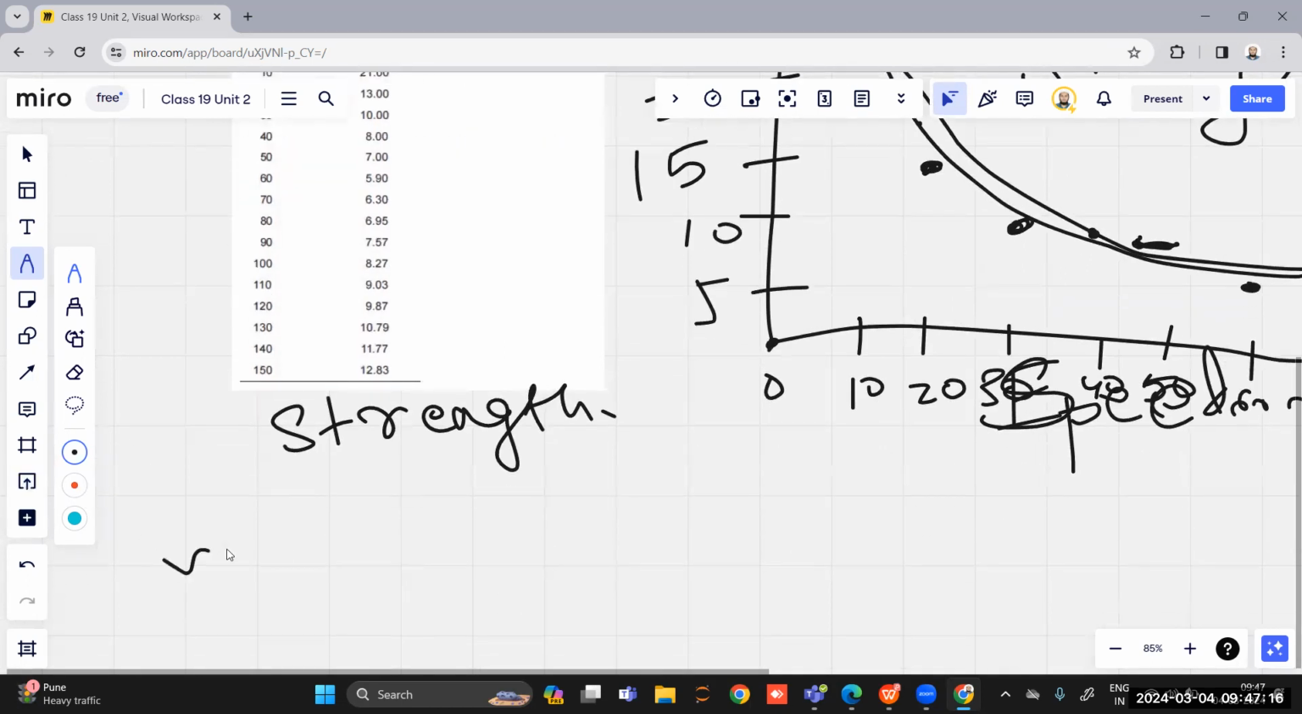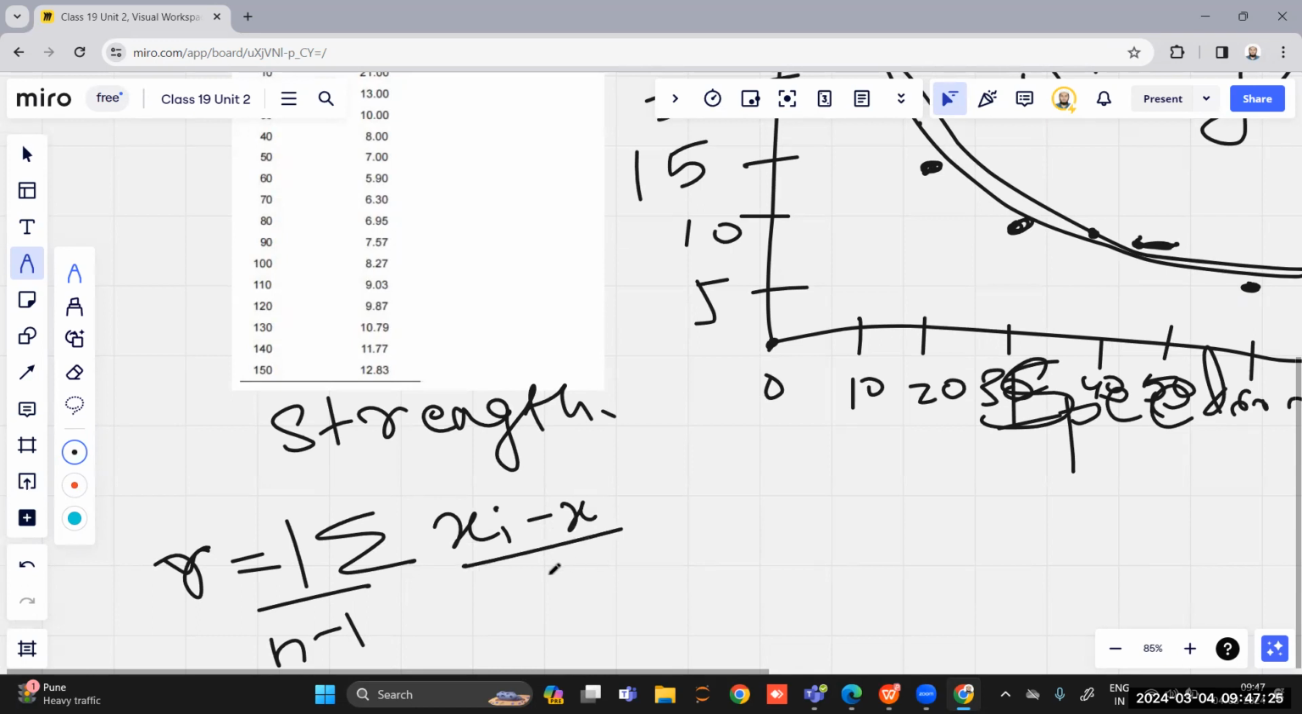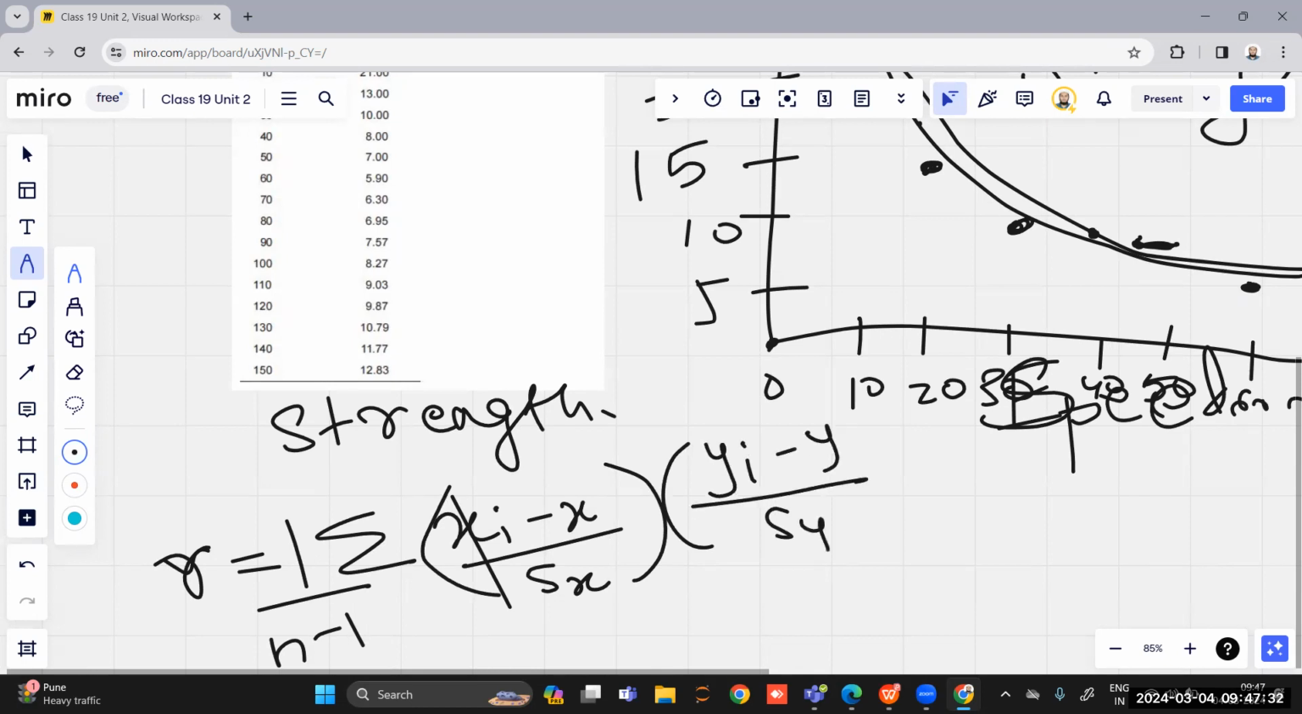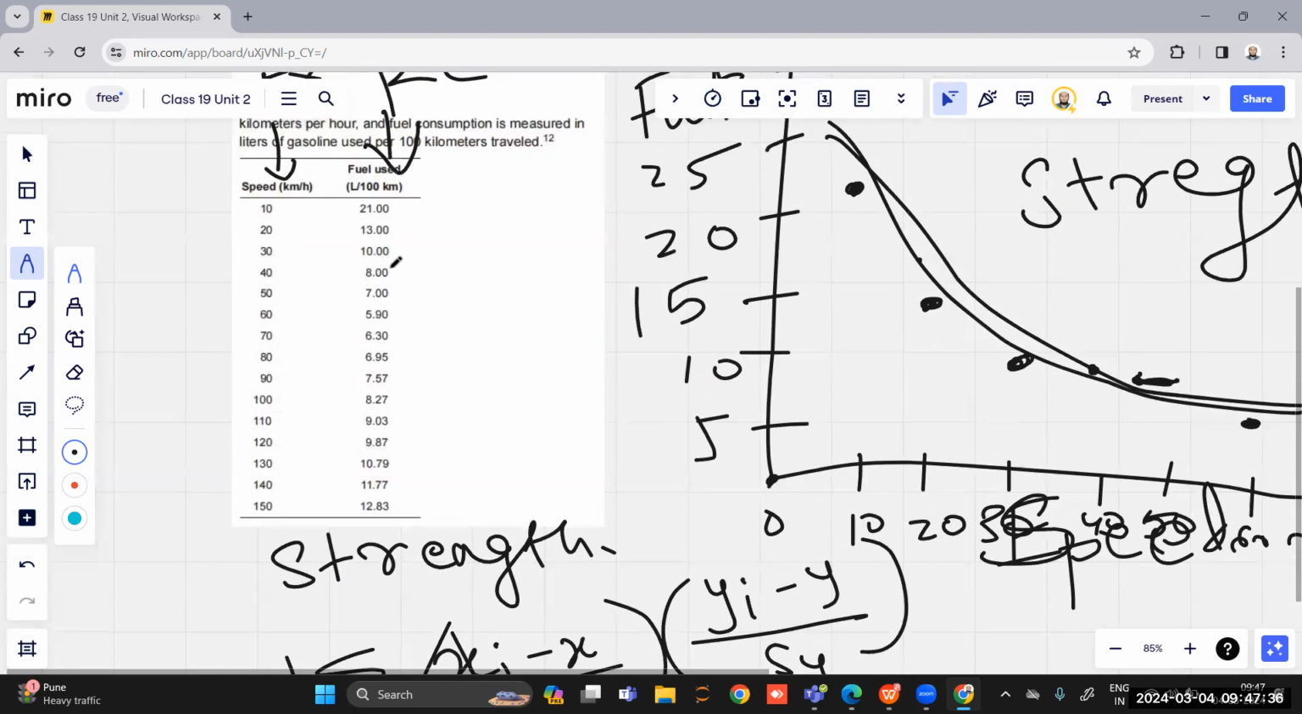R equals, we'll do one example here, so the things will be very clear. It is summation of 1 upon n minus 1, summation of (xi minus x-bar) upon standard deviation of x, into (yi minus y-bar) upon standard deviation of y. Yes or no? So what you will do, first of all, calculate the mean of the speed data, then the mean of this. It will become a very tedious task. I'll suggest you to do it in homework.